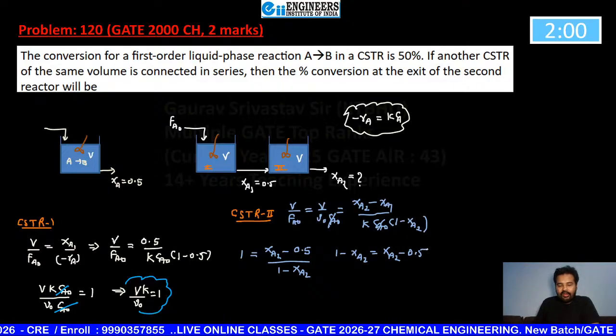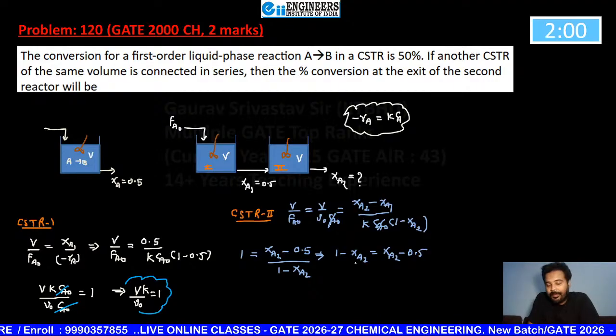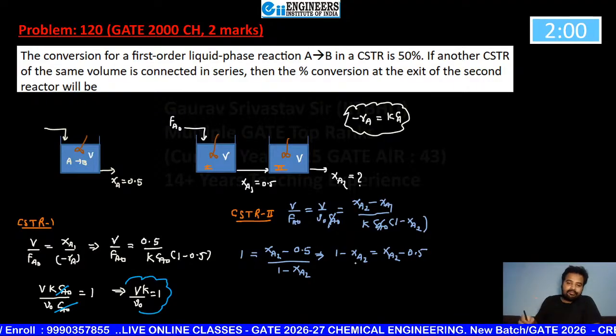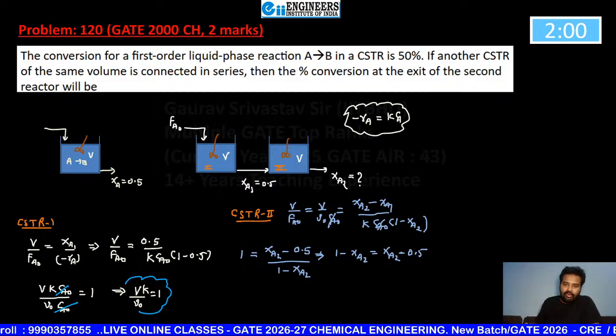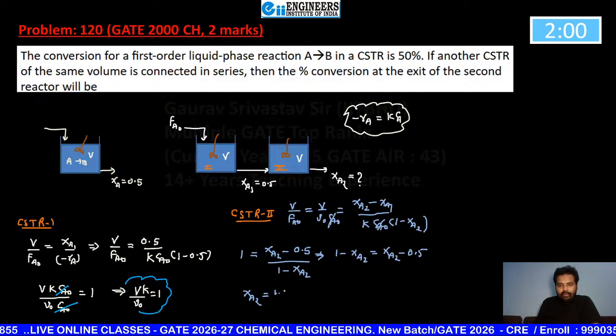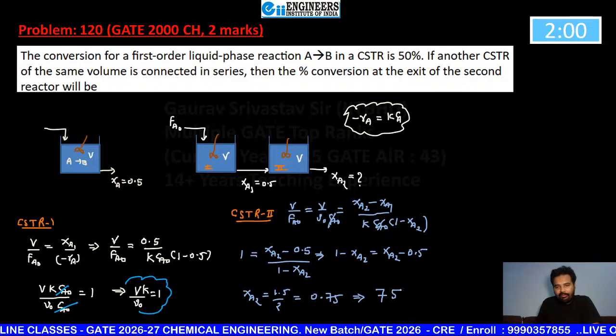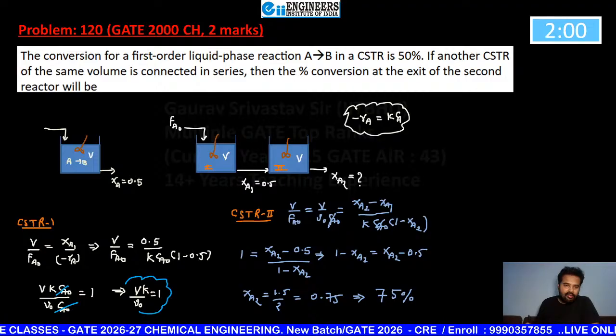Tell me, up to here, what we have done, is it correct or something wrong? Tell me beta, are you able to understand? Now this XA2 can be collected here. So XA2 plus XA2 is 2XA2, and 1 plus 0.5 will be 1.5. So XA2 will be 1.5 by 2, that means you can write beta 0.75. So clearly our answer is 75%. Tell me beta, is it clear to everyone?